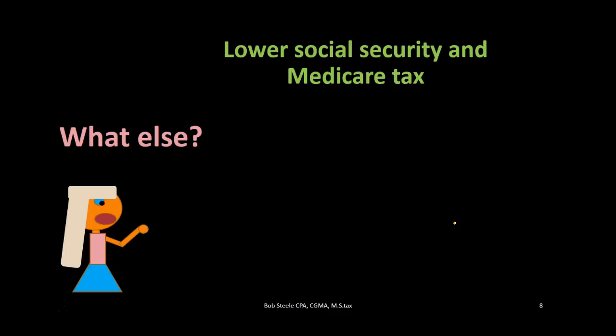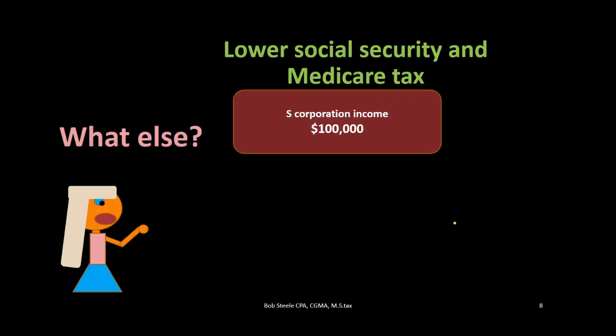Another reason that you're going to hear a lot of times if you start talking about an S corporation is the idea that we can lower the Social Security and Medicare taxes. Currently, laws could change, but currently it's possible to end up paying less in terms of Social Security and Medicare taxes. Why would that happen? Let's look at a scenario.